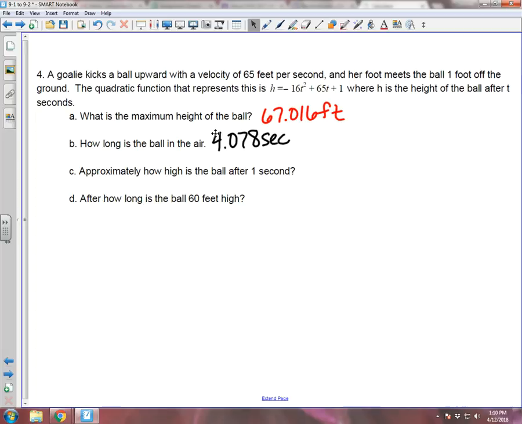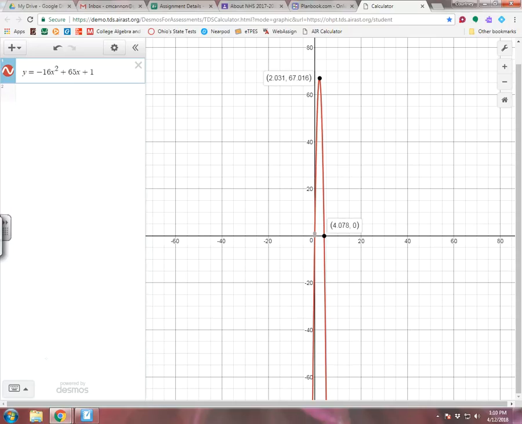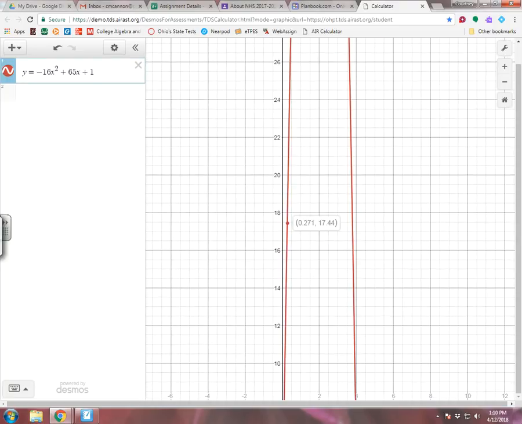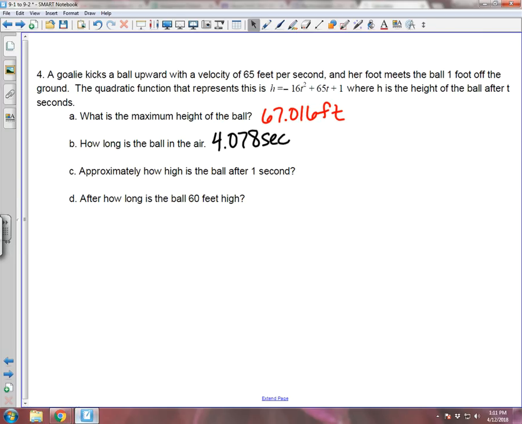Approximately how high is the ball after 1 second? Now, there's 2 ways to do this. I want you to tell me both ways that we could do this. Plug what in? Plug in 1 for which variable? The t. So you can either take this up here and put that 1 right where the t's are, or what else could you do? I'm probably going to have to zoom way in and figure out where 1 is, right? Oh boy, it's way up there. I think it probably would be easier to just plug it in. So let's do that. What'd you get?